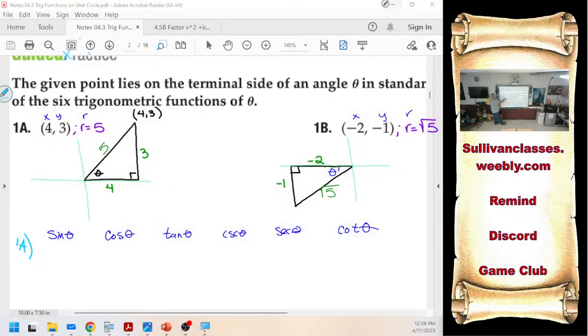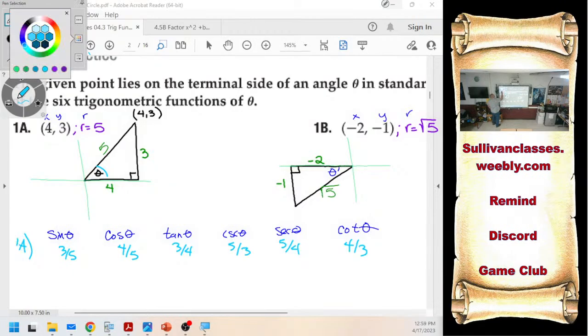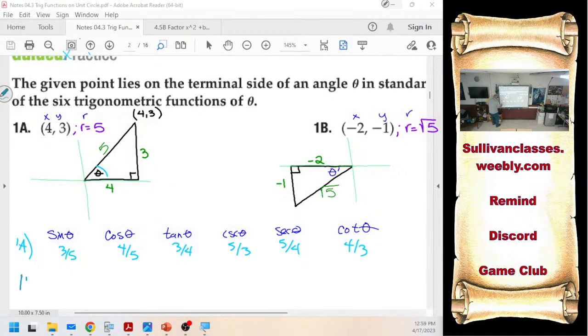Sine of theta is going to be 3/5, 4/5, 3/4, flippy floppy: 5/3, 5/4, 4/3. Are we okay with that one? Because integers, yay, easy. But contestant 2, careful. Make sure you're rationalizing all of these.